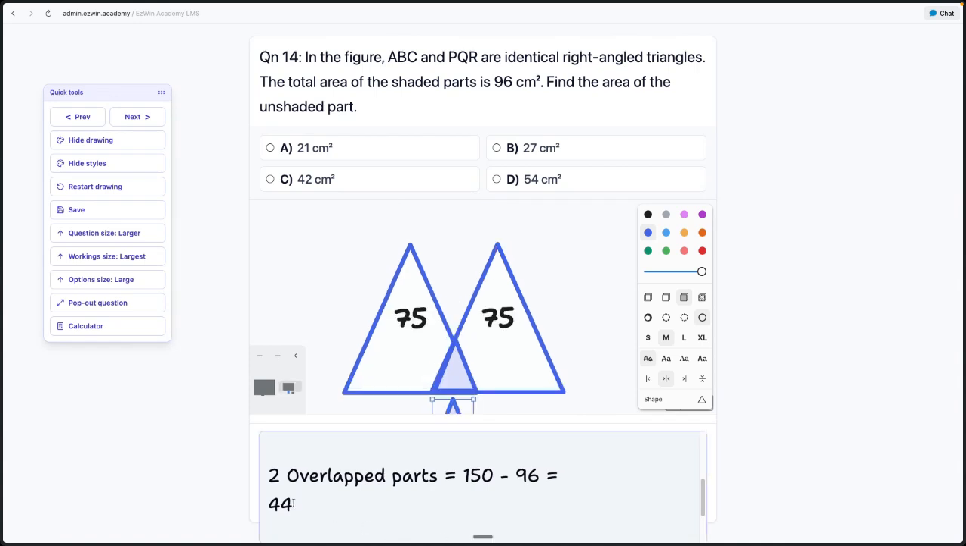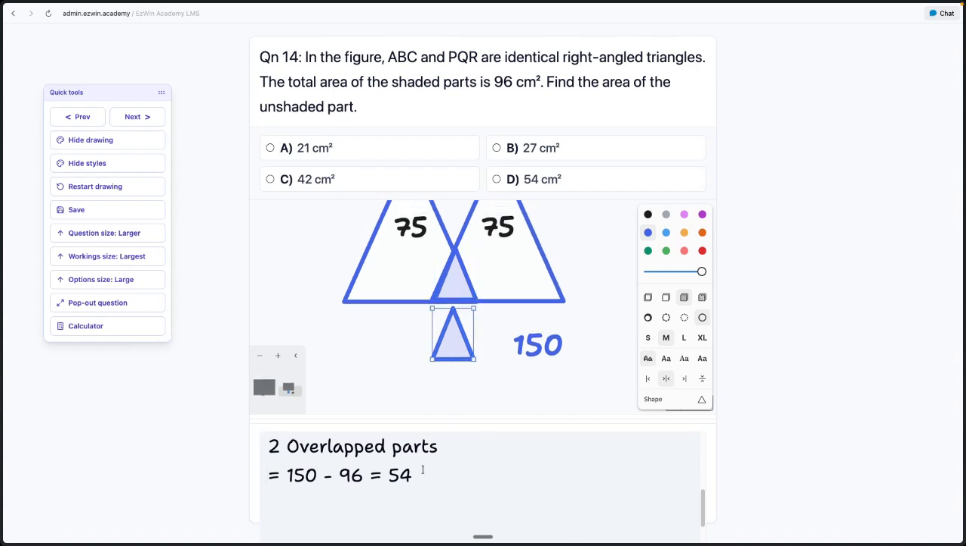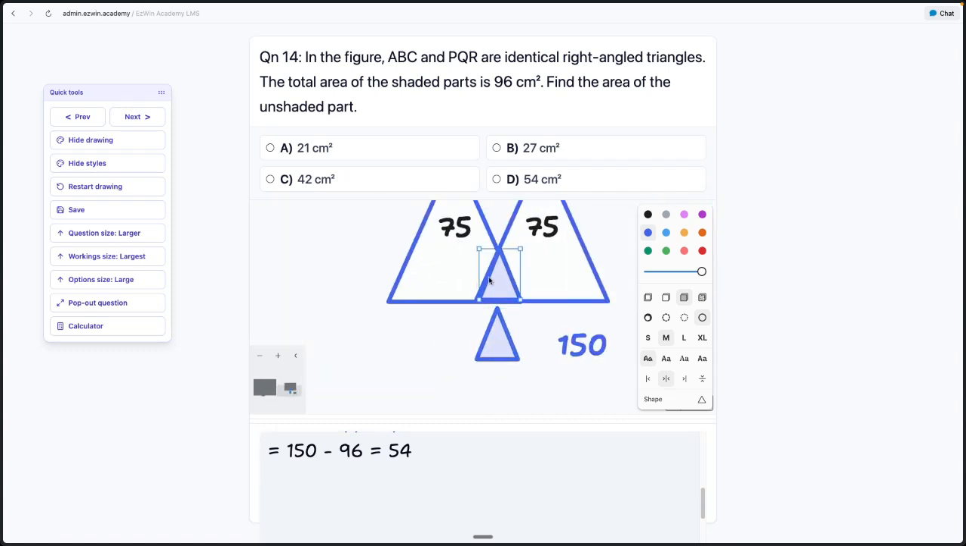Oh, sorry, it's not 44, it's 54. Okay, so better calculate properly. We know that the two overlap parts, which is this shaded area, is 54. So now to get the unshaded part, which is just this whole part, we can just get rid of 1. And then we will have 54 divided by 2.